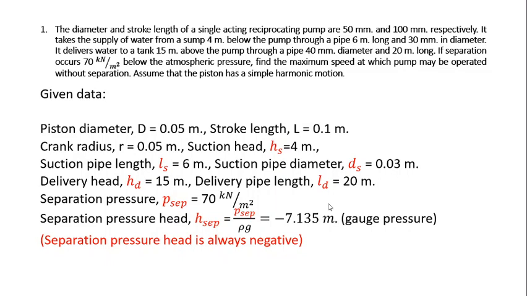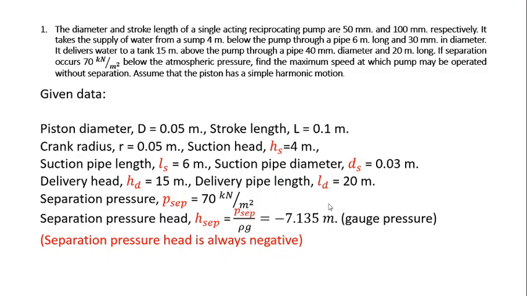long. If separation occurs 70 kN per meter square below the atmospheric pressure, find the maximum speed at which pump may be operated without separation. Assume that the piston has a simple harmonic motion. So this is the problem we are going to solve.